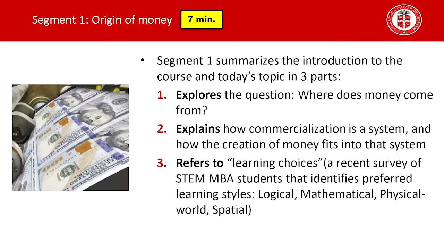It explores the question, where does money come from? It explains how commercialization is a system and how the creation of money fits into that system. And it refers to a topic called learning choices, which is a recent survey of STEM MBA students that identifies the preferred learning styles that we have in our STEM program: logical, mathematical, often physical world, and spatial.